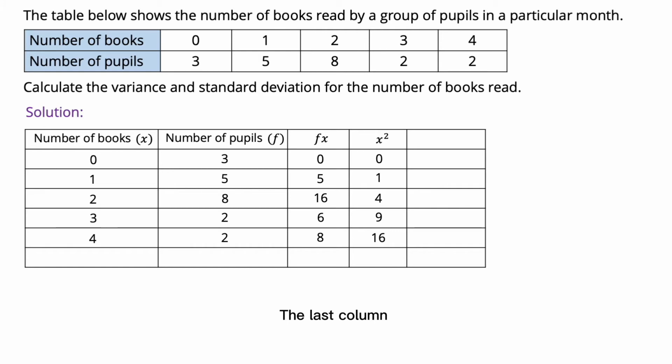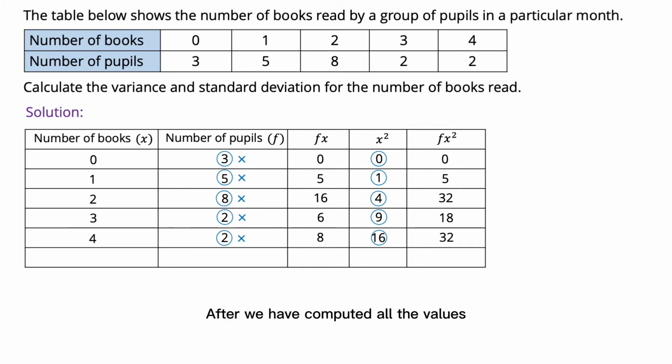The last column, fx squared, the frequency times the square of x. 3 times 0 is 0. 5 times 1 is 5. 8 times 4 is 32. 2 times 9 is 18. 2 times 16 is 32.